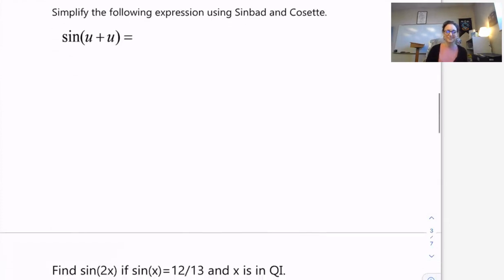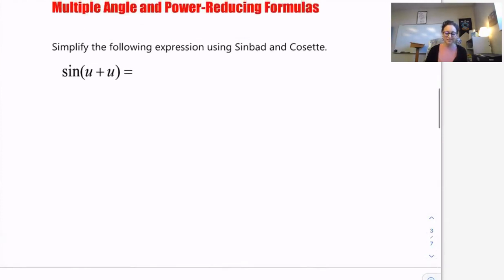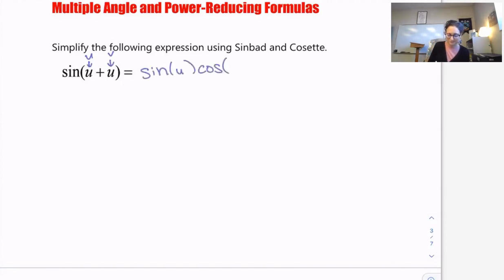Can you just go ahead and write sine of u plus u? Okay, we are back. So what I'm going to do is actually derive the double angle formula for you for sine of u plus u. So think of this in your formula sheet as u and this as v. So since Sinbad is driving, I've got Sinbad and Cosette in the front seat, right? But remember, I'm plugging in u for both u and v in this case.